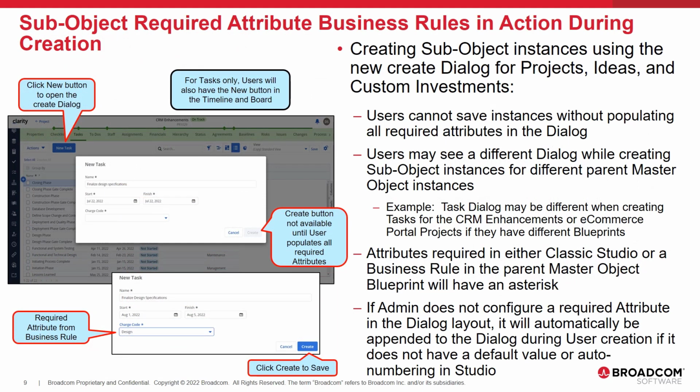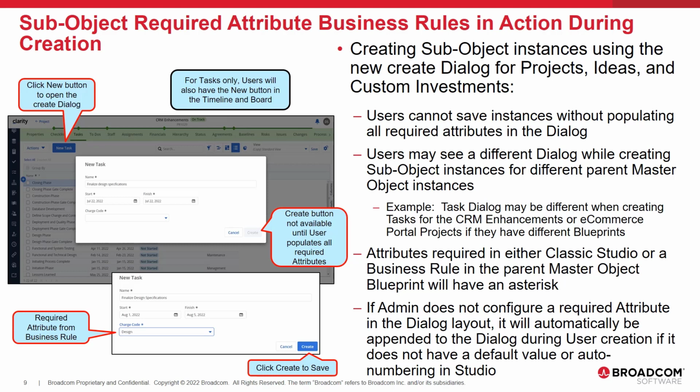So now let's take a look at the create experience when creating new sub-object instances. Because my Enable Create dialog toggle was enabled, you can see that for the task, I now have a new task button. And once I click on that button, I'll get the new task dialog.